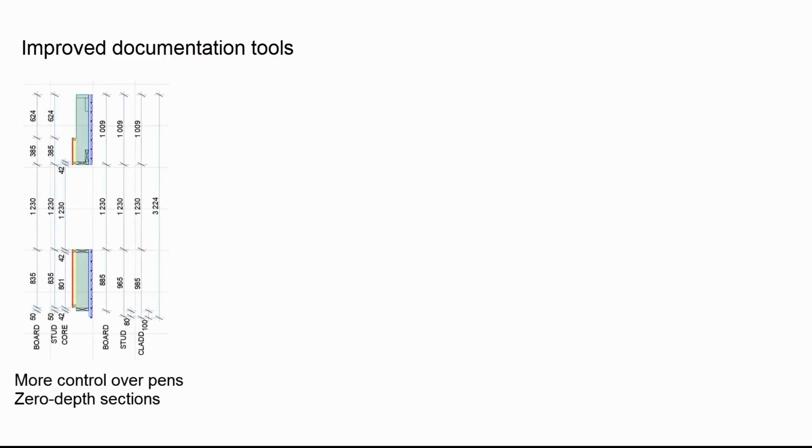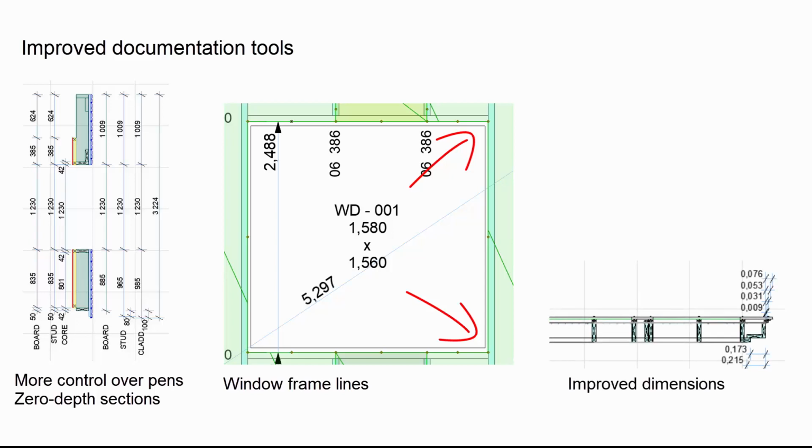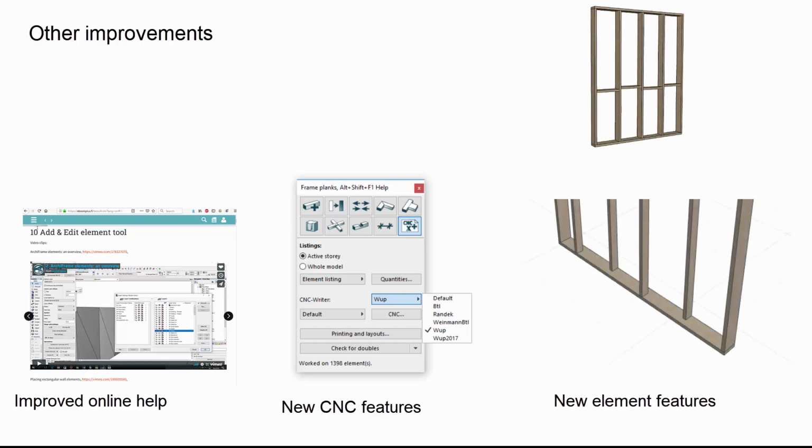The most important new features in ArchiFrame are, firstly, that ArchiFrame has improved documentation tools. This includes more control over pens, the possibility to show window frame lines, improved dimensions, and a zero-depth section drawing. Secondly, ArchiFrame's online help and CNC writers have also been updated. Thirdly, ArchiFrame elements provide many new possibilities, including adding noggings, creating staggered wall studs, and overriding the stud spacing of a wall element.